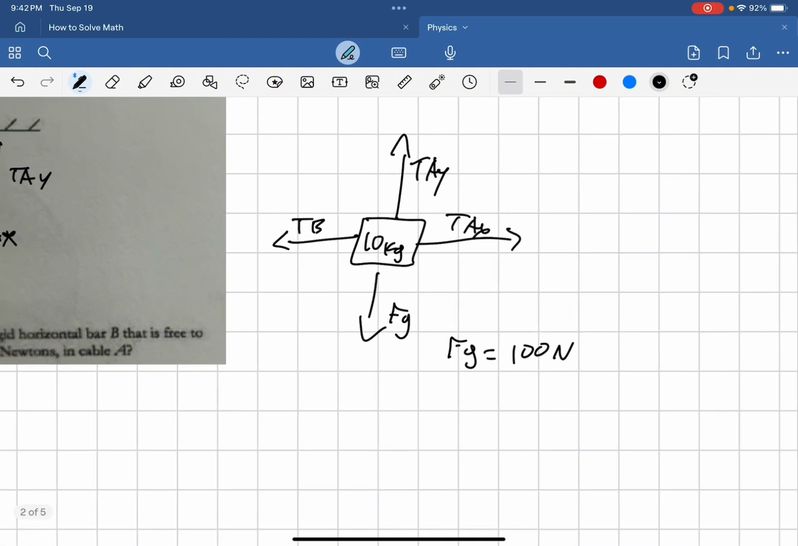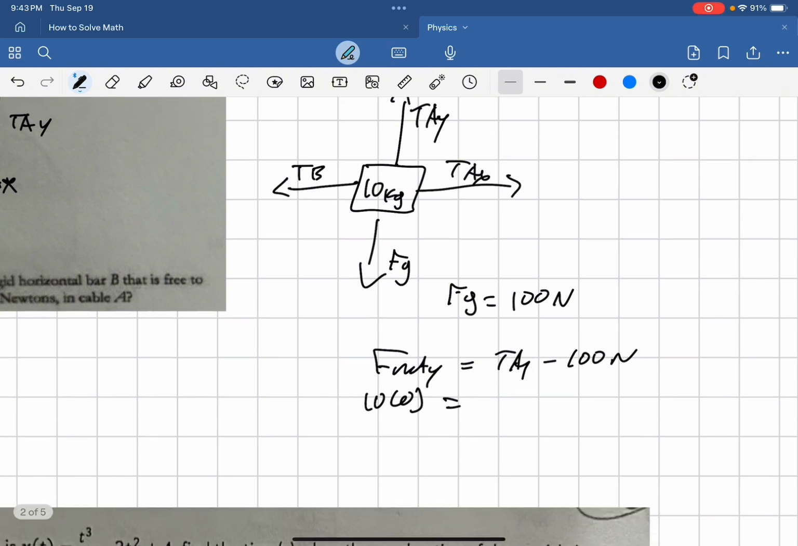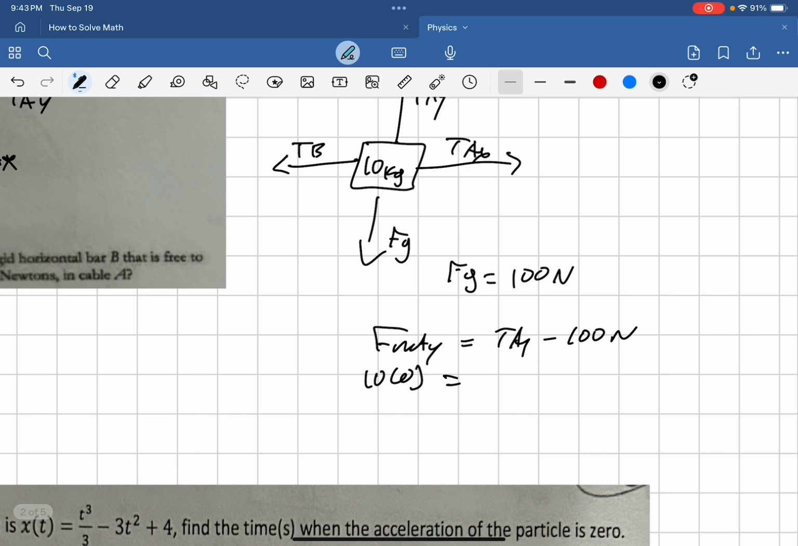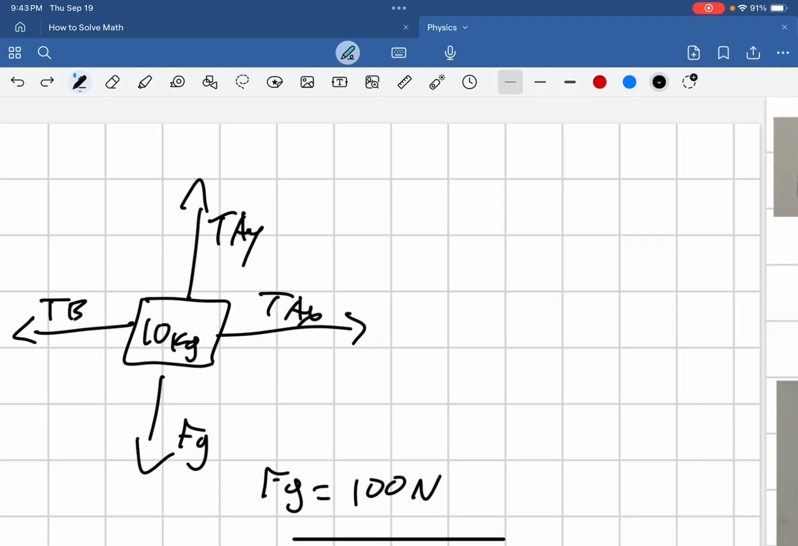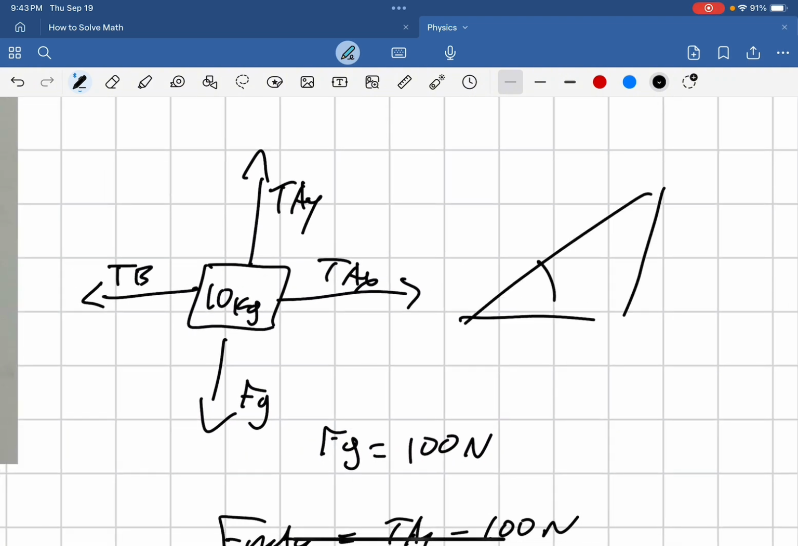Okay. We know that F net of y is going to equal T A of y minus 100 newtons, and it's going to be 10 times 0 because F net is mass times acceleration. So T A y minus 100 newtons equals 0, which ends up being 100 newtons is equal to T A of y, because this part right here is going to be 0, and we just move this 100 to the other side. So knowing that, we're going to do this little triangle here.